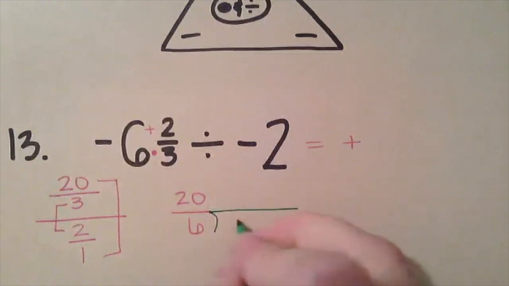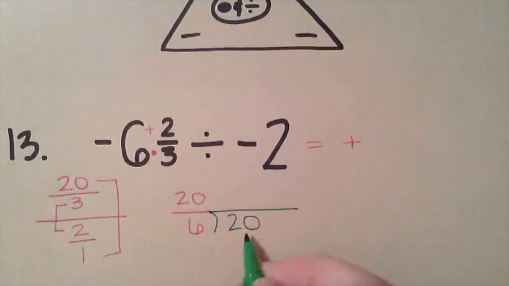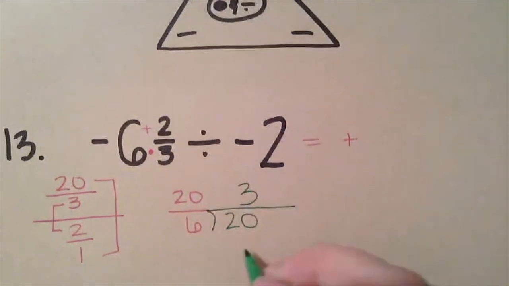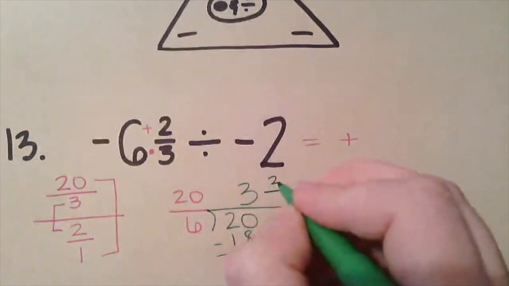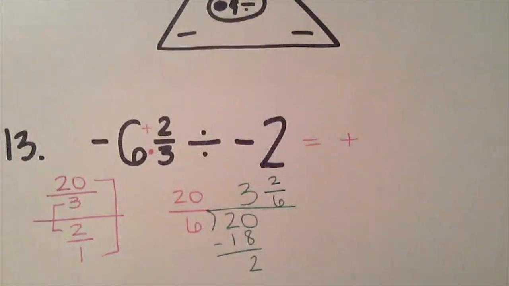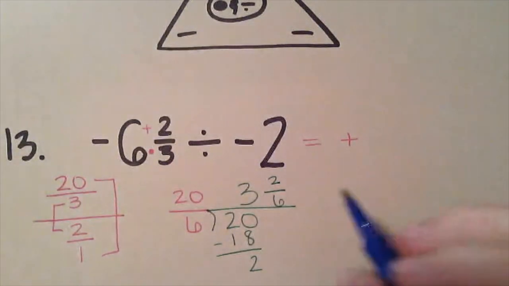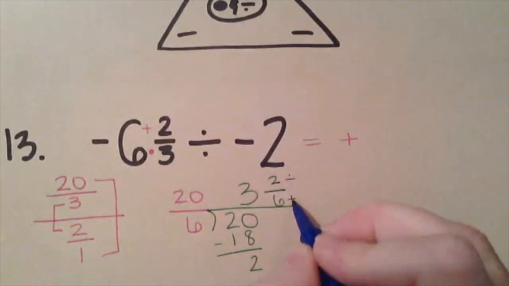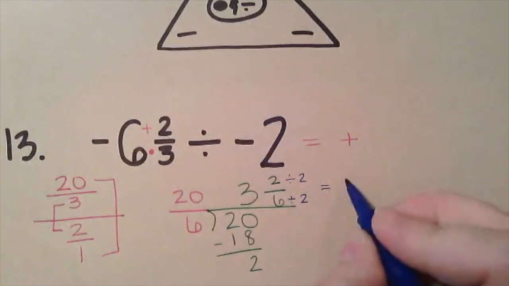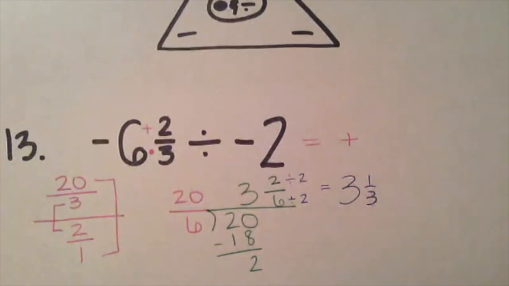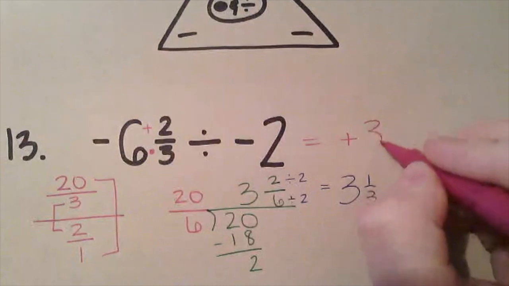So I'm going to drop the 20 into the house. 6 goes into 20 3 whole times. 20 minus 18 is 2, so that's my remainder. 2 goes in the numerator, 6 goes in the denominator. Now I can see that my final answer still isn't quite ready yet because I can divide a 2 out of my numerator and denominator to simplify that to 3 1/3. So my final answer is positive 3 1/3.